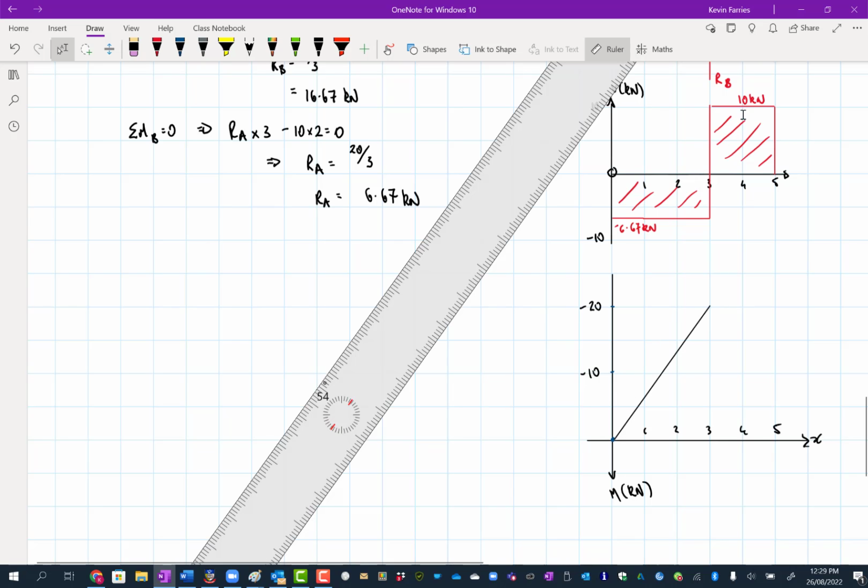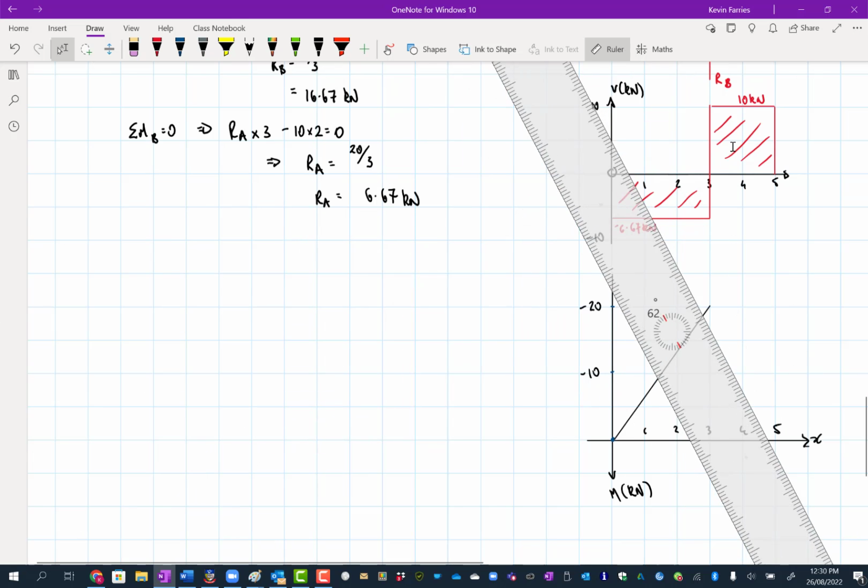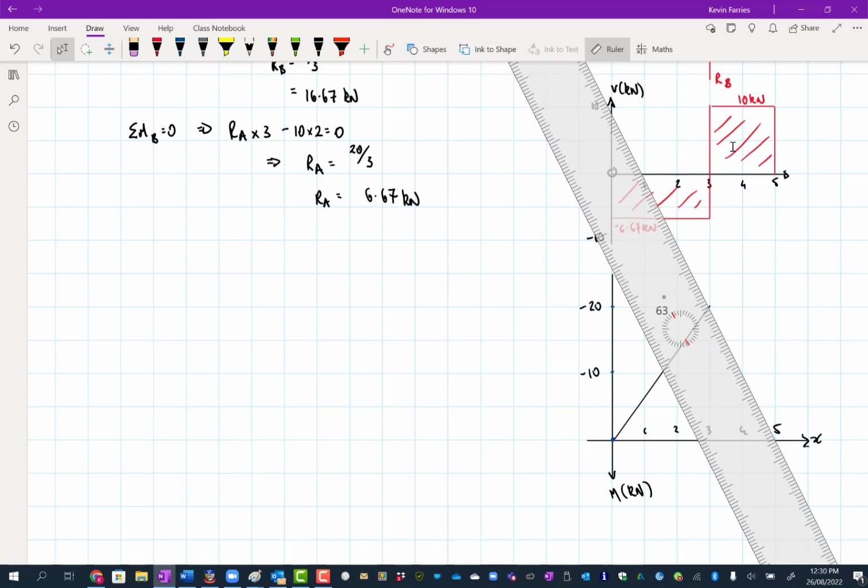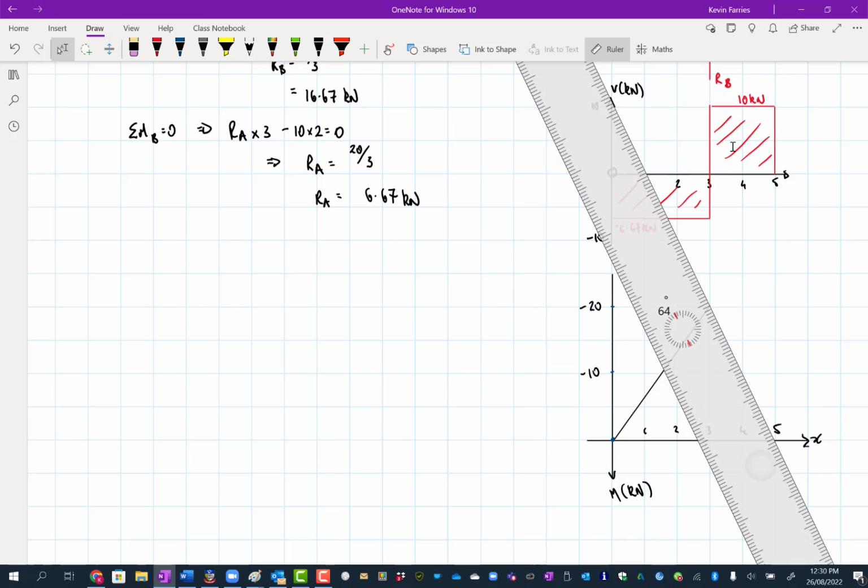For the next one, we need to be heading in the positive direction because it's a positive shear. For each meter we go along, we're going to go down 10 times 1, so 10 kilonewtons times 1 meter, 10 kilonewton meters. So it's going to be a bit like that.